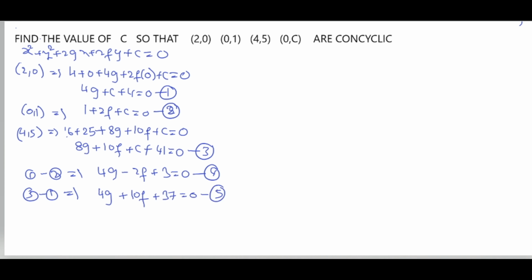This is the fifth equation. Now we subtract fourth equation minus fifth equation. 4g minus 4g cancelled. Minus 2f minus 10f, that is minus 12f. 3 minus 37, that is minus 34 is equal to 0. Therefore f is equal to minus 34 by 12. 2 17s are 34, 2 6s are 12, that is equal to minus 17 by 6.